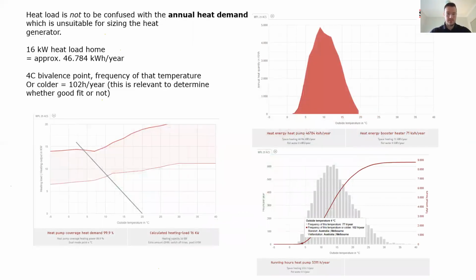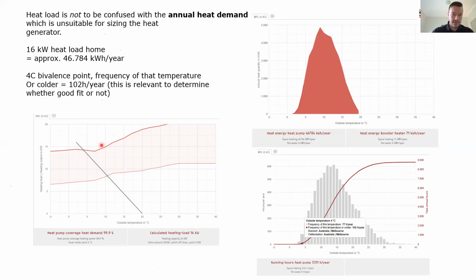All right, a couple other points. I touched on that before. The heat load is not to be confused with the annual heat demand total, which is unsuitable for sizing the heat generator. A 16 kilowatt heat load home means that approximately, and this is one of our tools that can calculate it, we would expect 46,784 kilowatt hours per year demand for that 16 kilowatt heat load home.